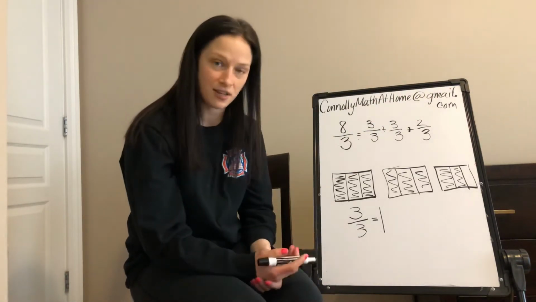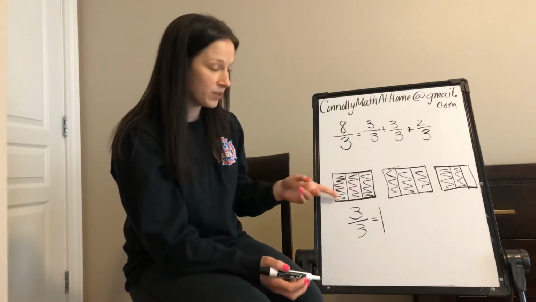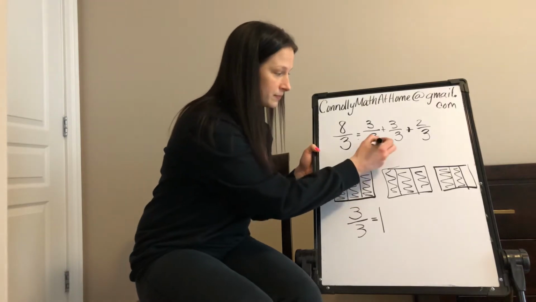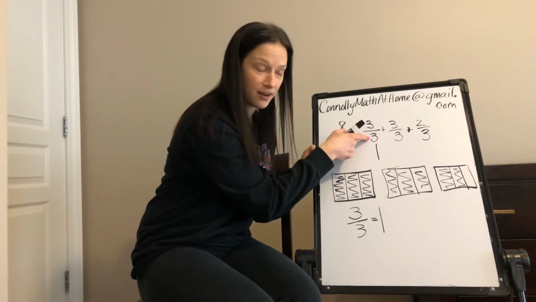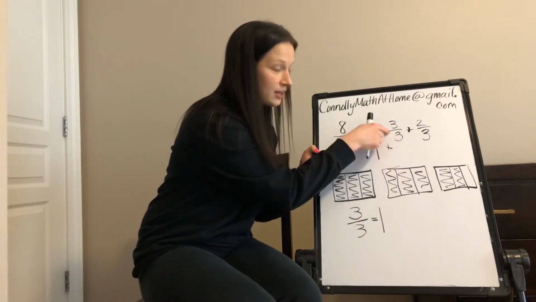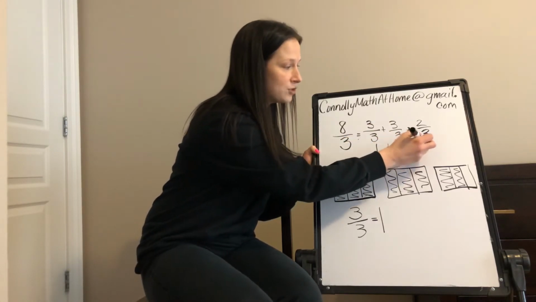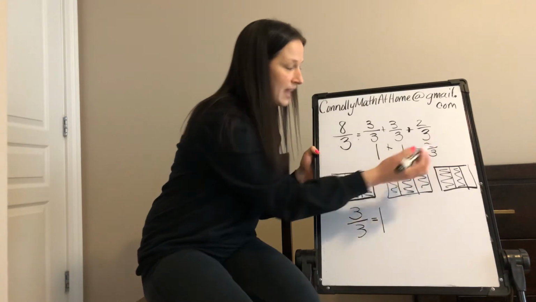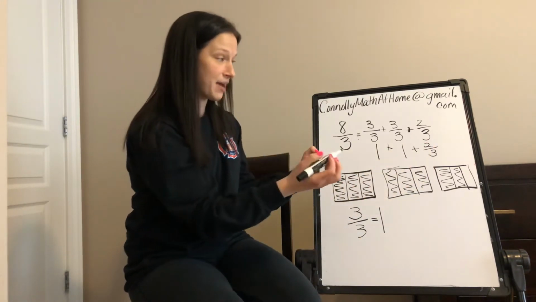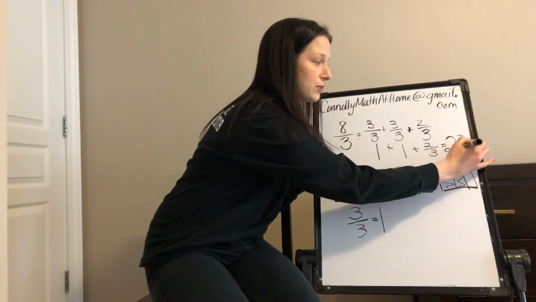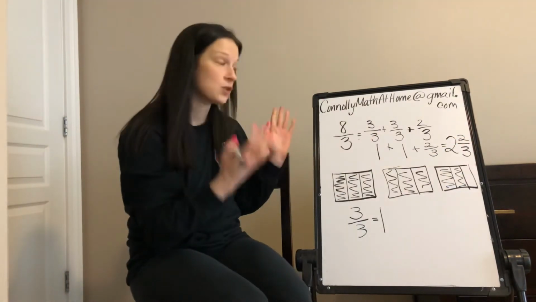So where does the mixed number come in? Well, we think about how many wholes we have. We have one whole. See, the numerator and denominator are the same. Plus another whole. Numerator and denominator are the same. And then we have 2/3 left over. And that is the same as 2 and 2/3.